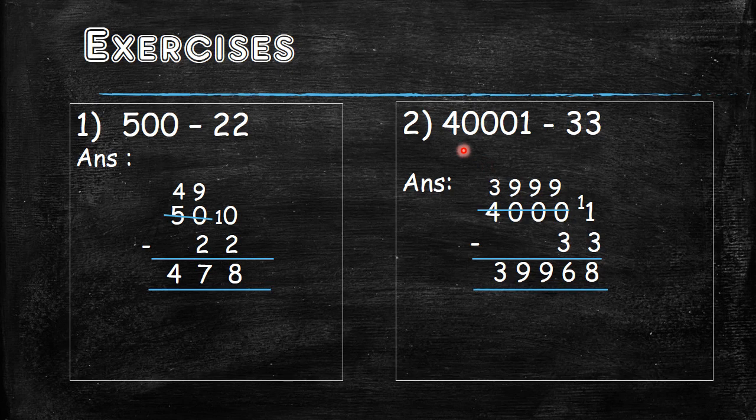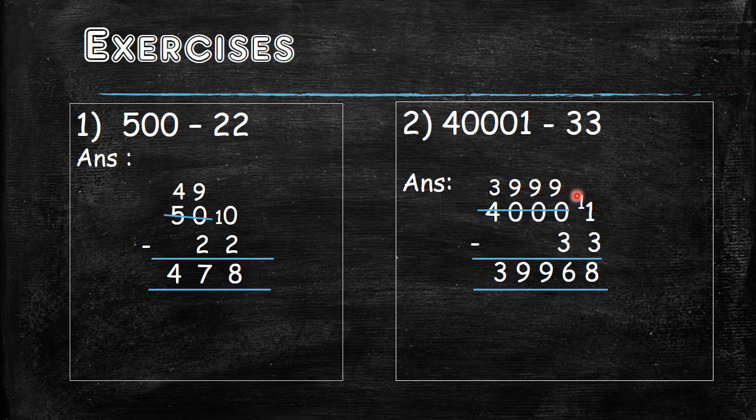Let's go to the second problem here. So we have 40001 minus 33. When we stack, we have greater number minus smaller number. However, 1 minus 3 is not going to happen because 1 being the smaller number on top and 3 being the greater number below. So what do we do? We borrow. Since there are 3 consecutive zeros, we take the complete 4000 together. 4000 minus 1 is nothing but 3999.